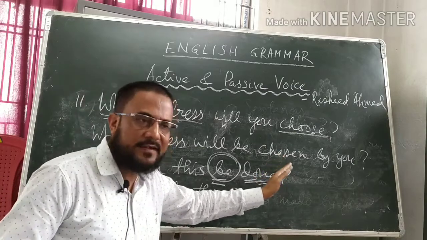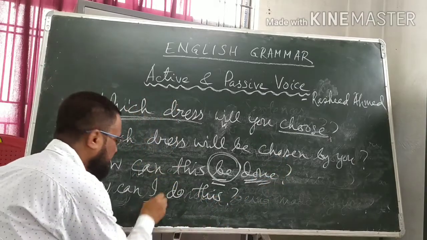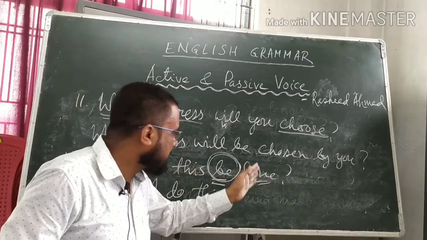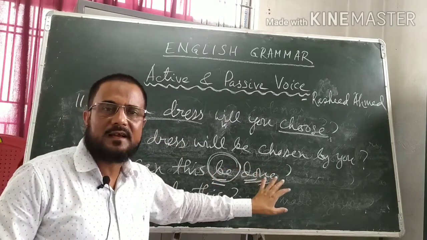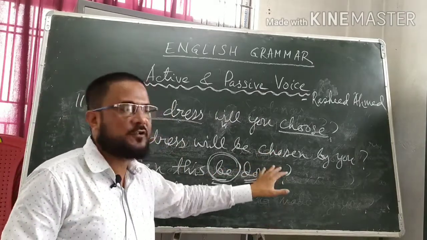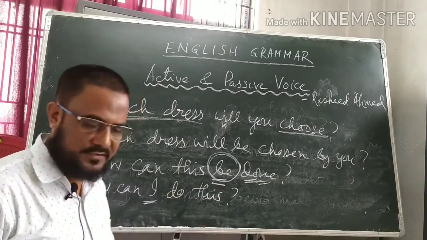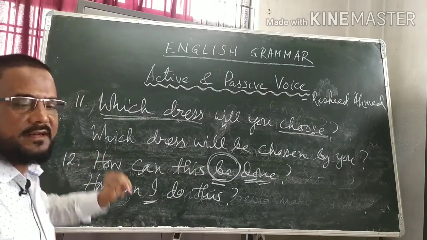If it is specifically given, for example, how can this be done by me, then you must use "I." If it is specifically given, how can this be done by the boy, then you have to write, how can the boy do this? Since it is not specifically given, it is left up to your choice. You can use I, you, them, the boy, anything else. Okay then, so we have done some 12 sentences.